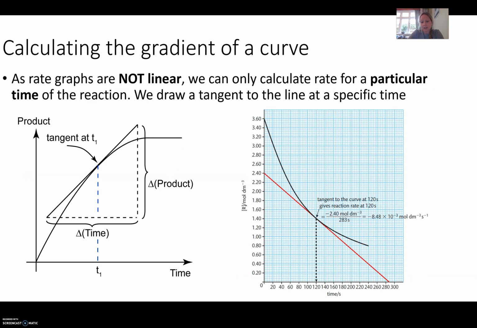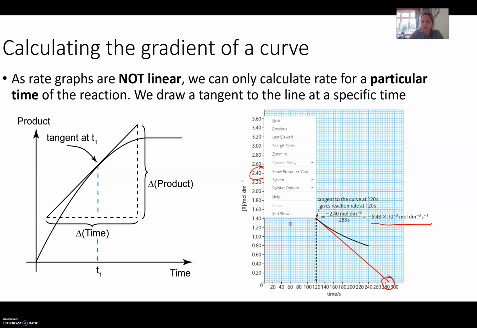So how do you calculate the gradient of a curve? Here's an example. You've got a curve. To find a gradient, you need to draw a tangent, which is a straight line to the curve. Then you want to pick two points on your tangent that are quite far apart. The larger the values you can use, the better. Then you do rise over run. This one here, they've simply used the actual points, so they've done negative 2.4 over 283, and that gives you the rate. But that's only the rate at that point where it touches, because rate changes. It's not a linear thing. So that's the rate at that particular time.